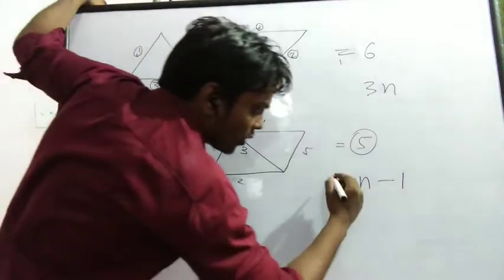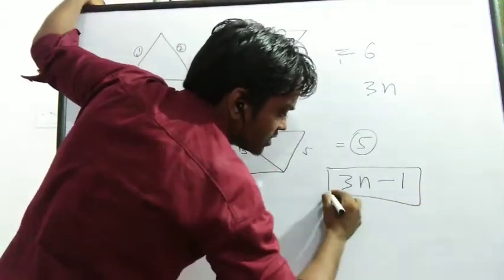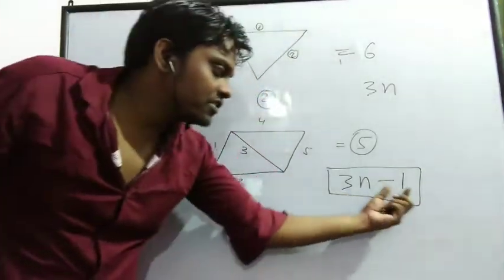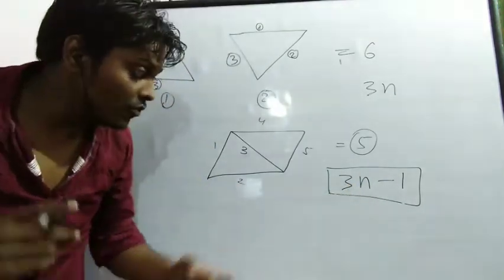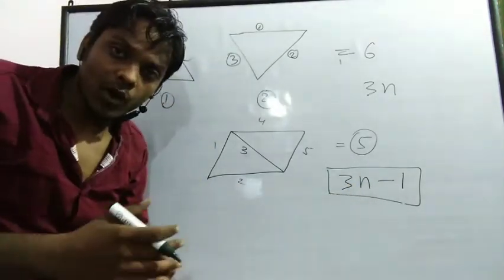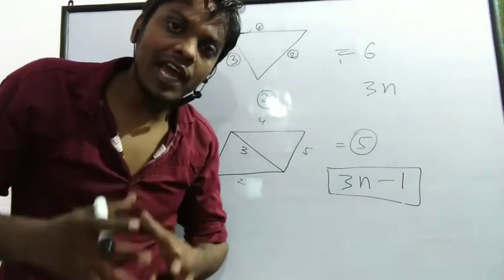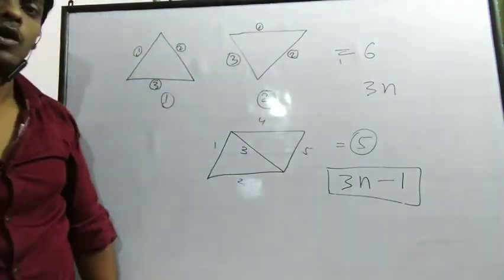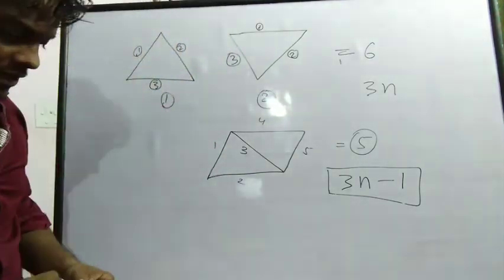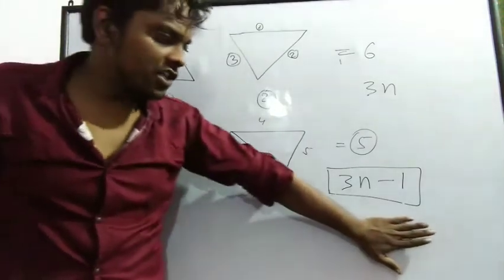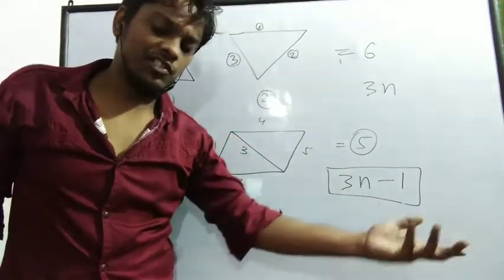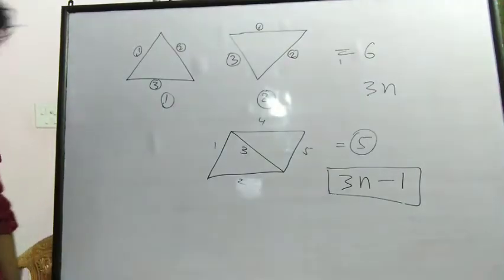So our formula will be 3n minus 1. 1 is subtracted from 3n because one stick is repeating. One stick is repeating, so we have to subtract that. See, is our formula correct? Let's check it.